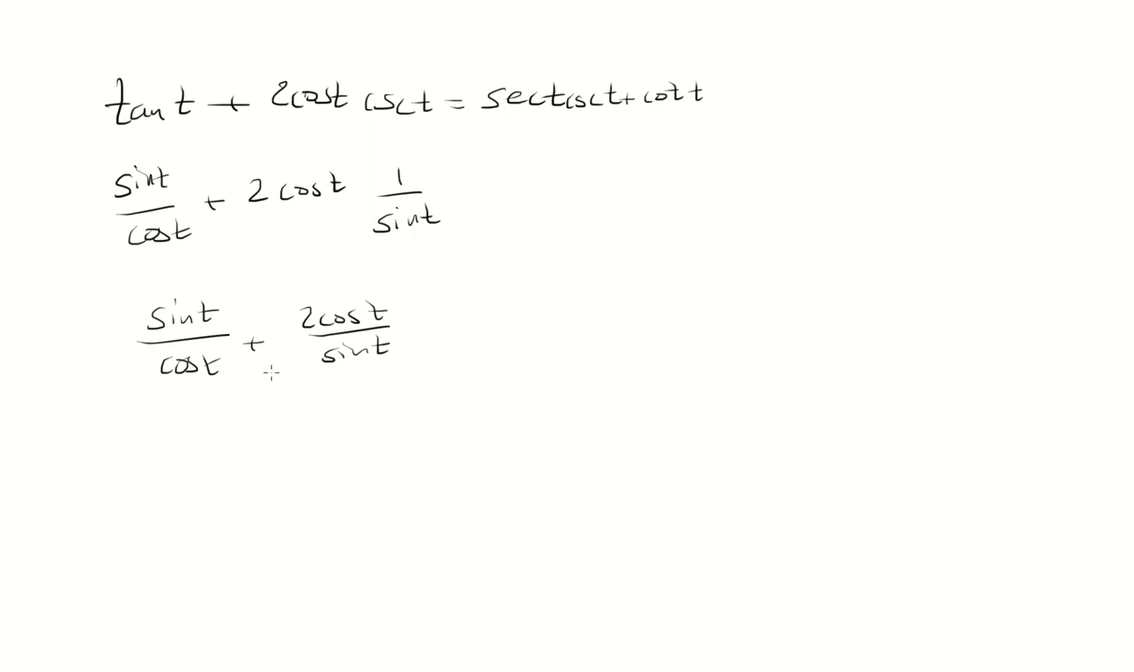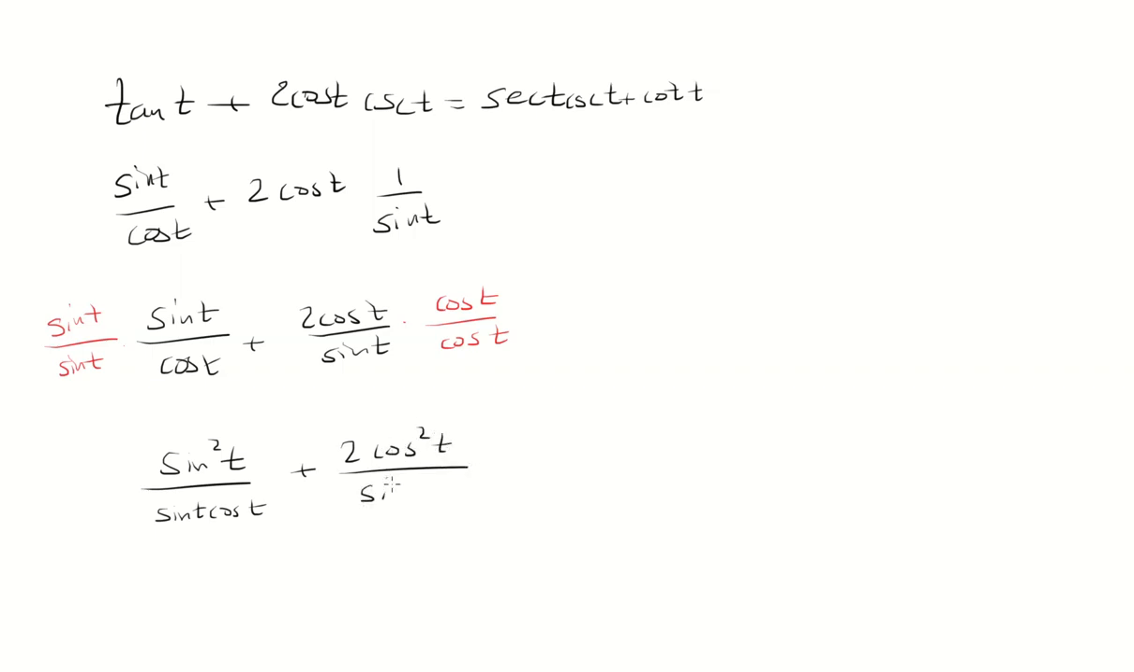Now I want to add these. So in order to add them, I have to get a common denominator. So I'm going to multiply the first fraction by sine over sine, and the second fraction by cosine over cosine. That gives me sine squared over sine times cosine plus 2 cosine squared over sine times cosine.